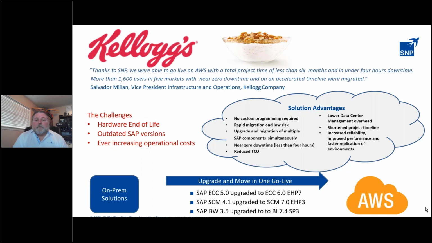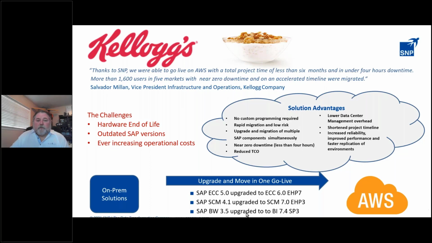And so you can see the solution advantages there. No custom programming was required to do the transformation. It moved quickly, and we mitigated the risks through our automated procedures, our standard methodology, et cetera. All of those things that got us those certifications is how we mitigated the risk. We did multiple systems and multiple upgrades as part of the move. So again, we did the upgrade of the ECC, SCM, and BW as part of the same project, so that when they went live, again, it was one go live, one set of testing, one set of training, and they were live in AWS with all of their solutions upgraded. And again, we did this in less than 6 months.